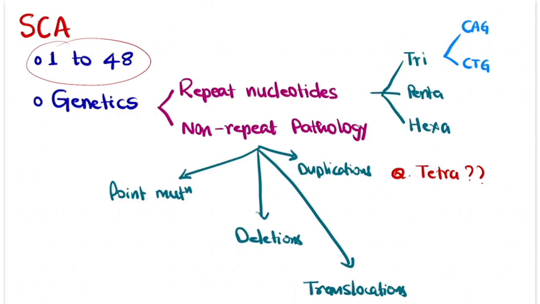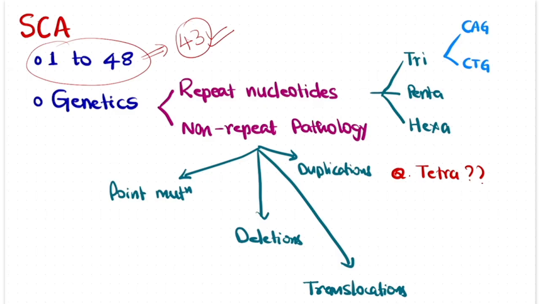So there are some types which are deleted because new pathology is found or a new syndrome is given to that. So that's why some of the types of spinocerebellar ataxia are removed from the list. So right now what we have is the 43 spinocerebellar ataxia types. Actually numbers are 1 to 48, but since some of the types are deleted, we have 43 types now.